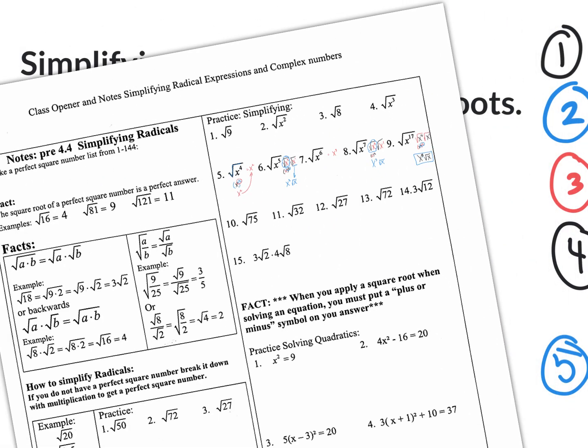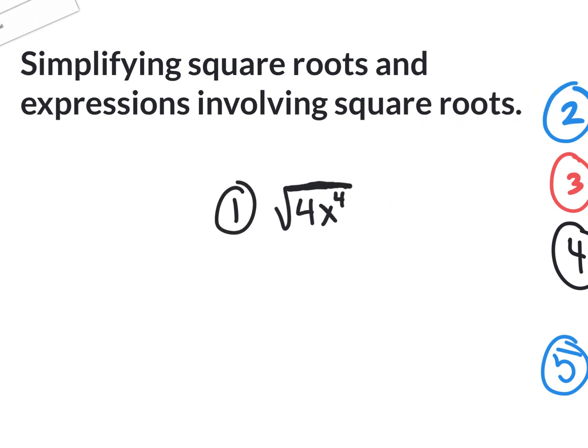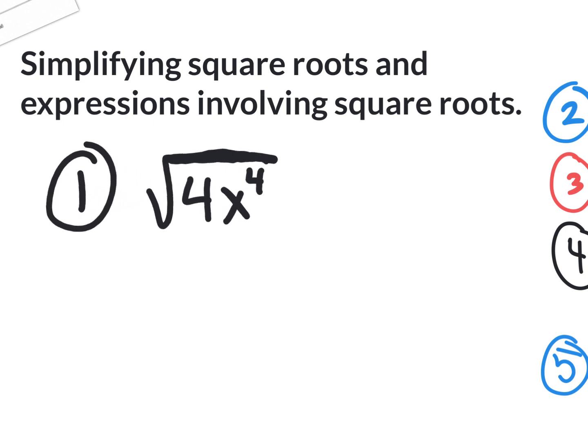Let's put this paper aside. Let's get our notebooks and let's continue simplifying square roots and also expressions involving square roots. So we're going to continue with the simplifying of square roots. How would I simplify the square root of 4x to the 4th? We no longer just have x to the 4th. We actually have a number in there as well.